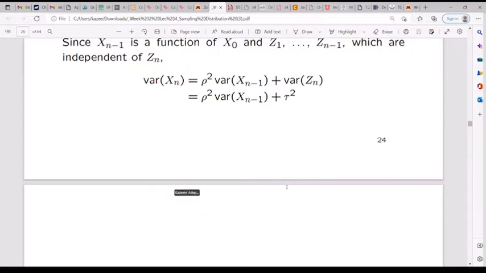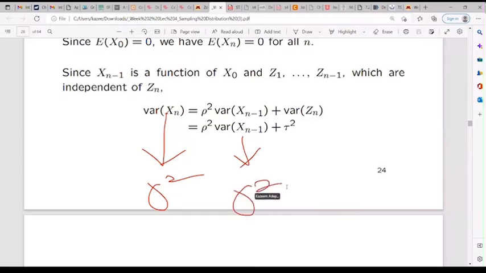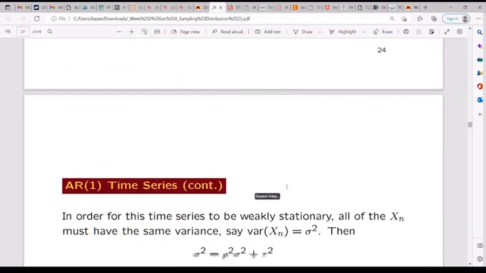Now, don't forget, this one and this one have to be the same. You know why? By the weak stationarity assumption, the variance has to be constant over time. The variance of Xn should be the same as the variance of Xn minus 1. We're using the idea of weak stationarity, which means I'm going to plug in sigma squared here, and also sigma squared here. And that is going to lead to the next step.